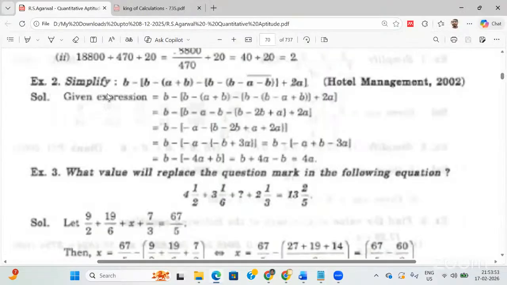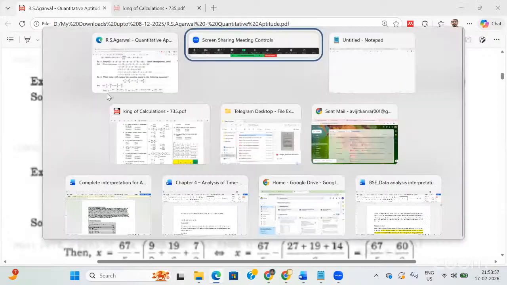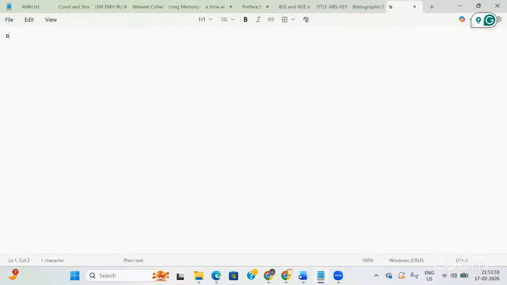Here the item was B. Anyone tell me? Please kindly tell me. B minus third bracket, B minus first bracket A plus B bracket close.